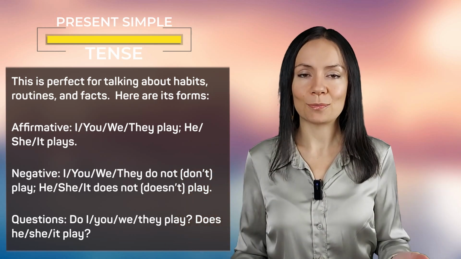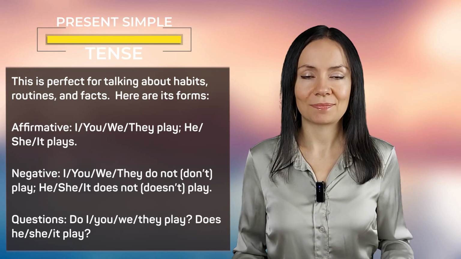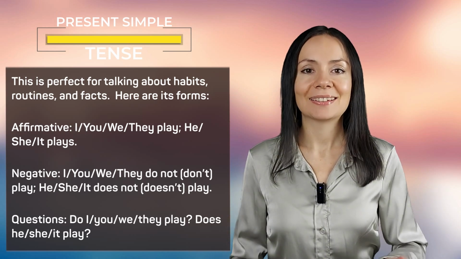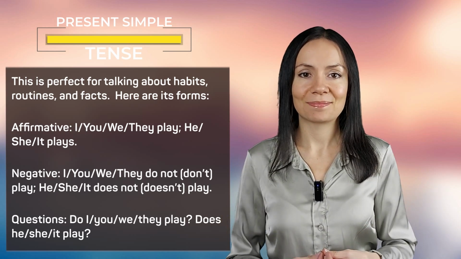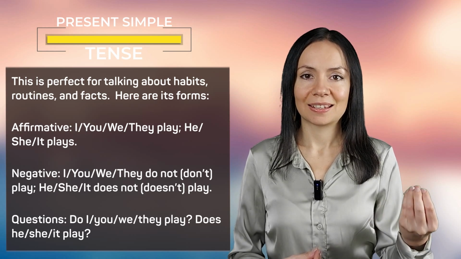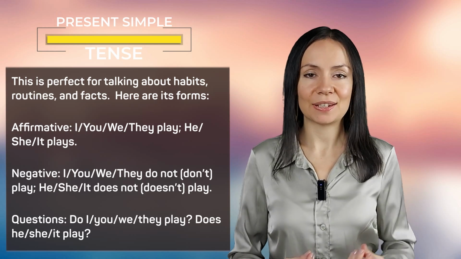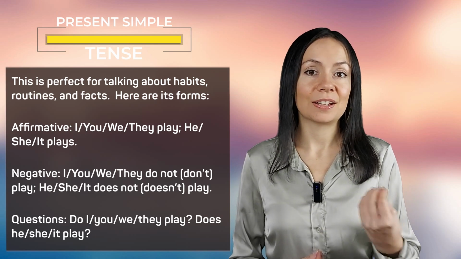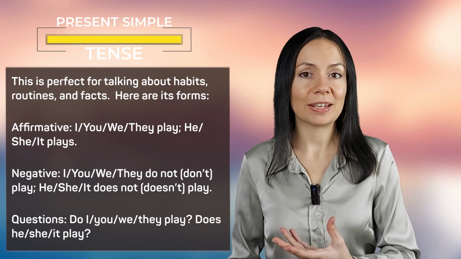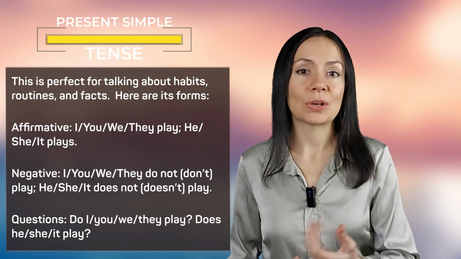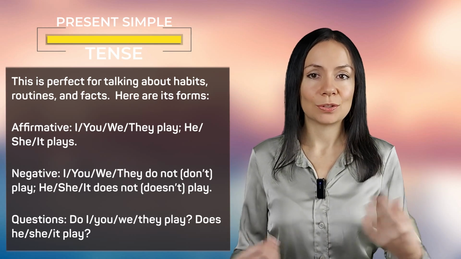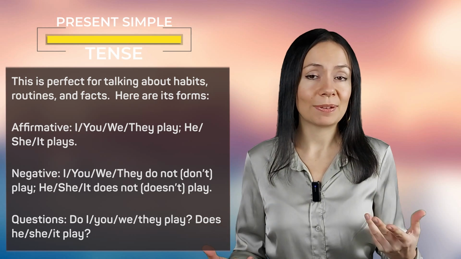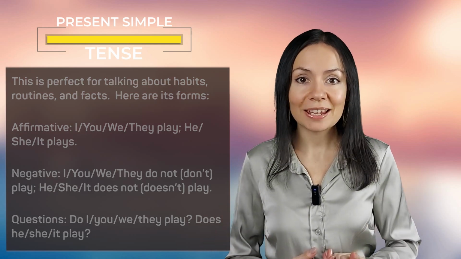Here are its forms. Affirmative. I play. He plays. They play. Negative. I do not play. I don't play. She doesn't play. They don't play. Questions. Do I play? Do they play? Does she play?